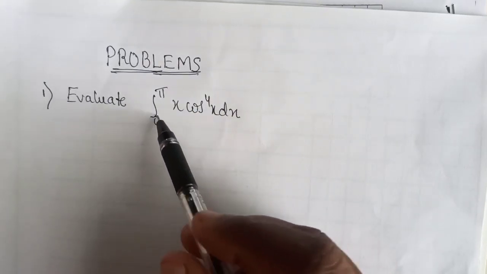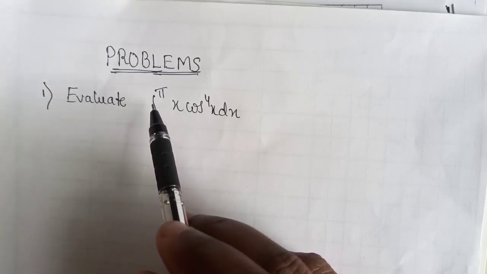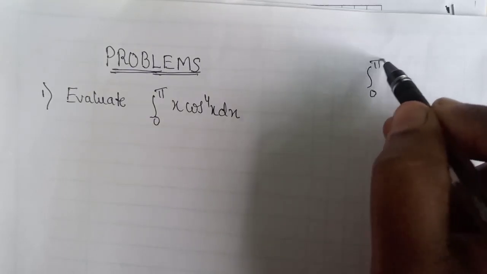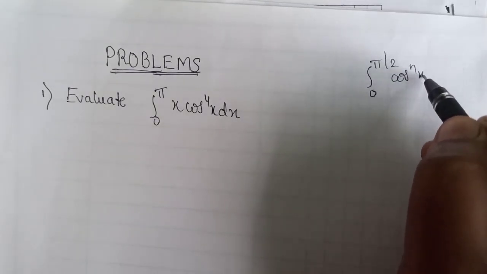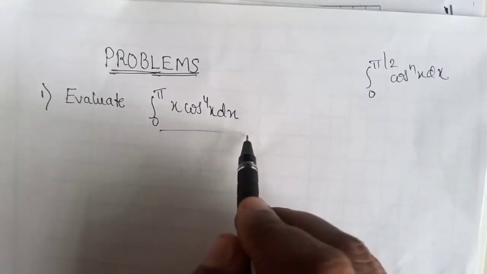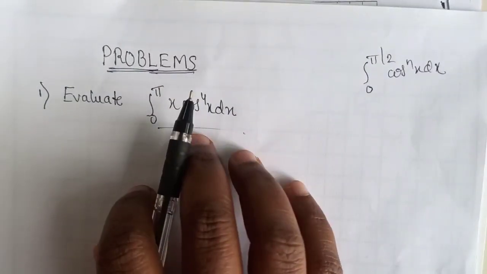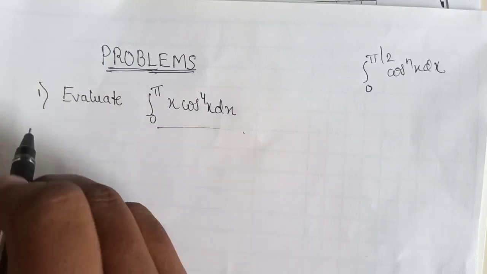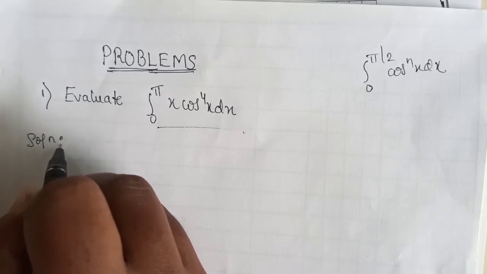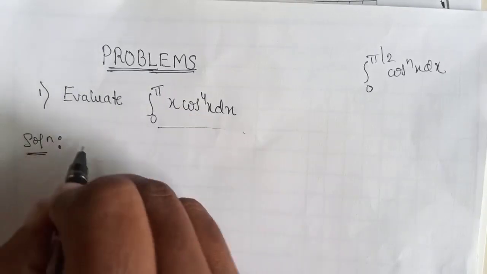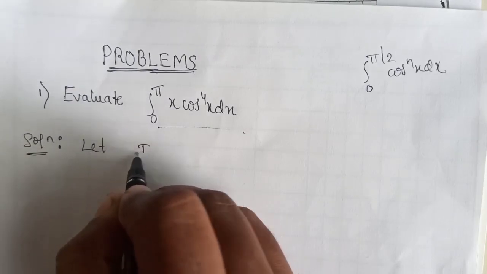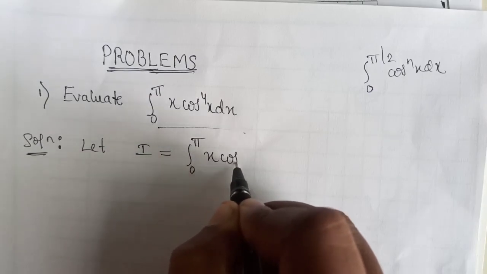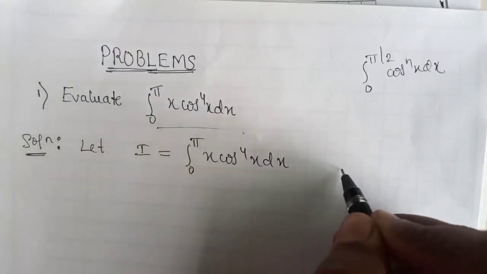Okay, in this, given that the limits are 0 to pi, but we have the reduction formula for integration 0 to pi by 2 cos power nx dx. Okay, this is quite different from this one. So therefore we apply some properties of the definite integrals here, then we get the solution. So first let this be I equals to integration 0 to pi x into cos power 4x dx as equation 1.